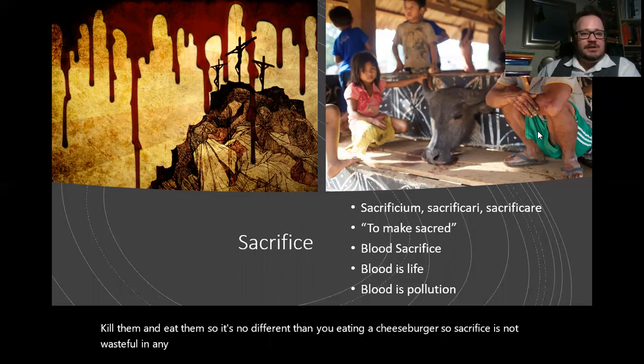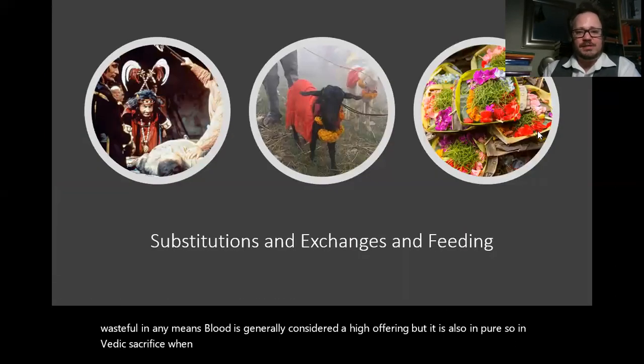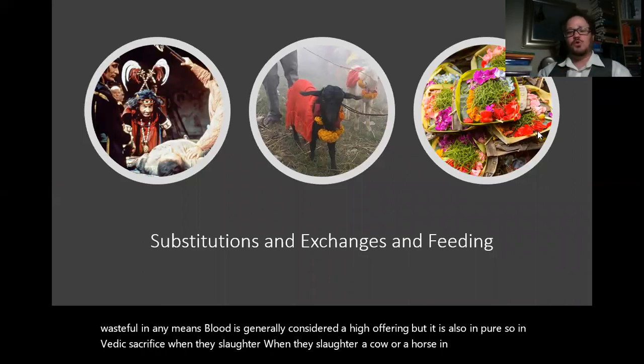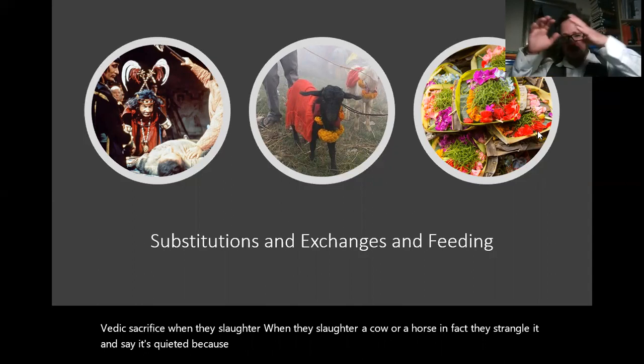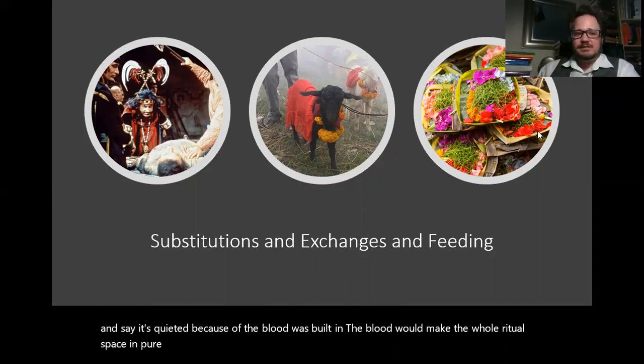Blood is generally considered a high offering, but it is also impure. So in Vedic sacrifice, when they slaughter a cow or a horse, in fact, they strangle it and say it's quieted, because if the blood was spilled, then the blood would make the whole ritual space impure. In other places, the blood is considered to be inherently sacred. So we have the notion of Christ as blood sacrifice.